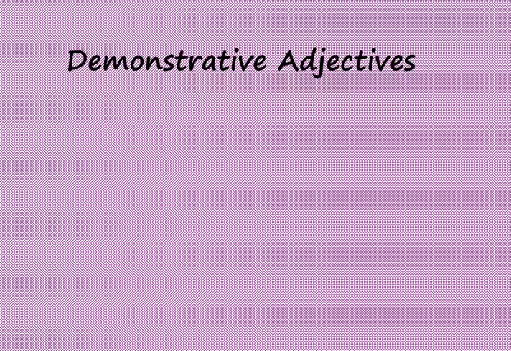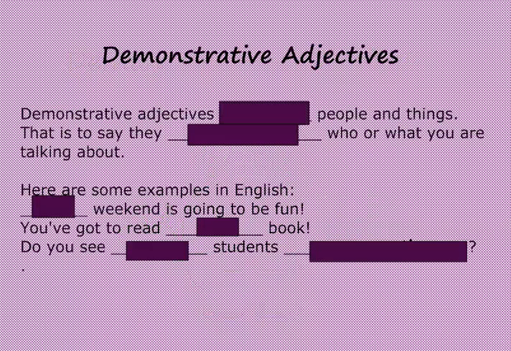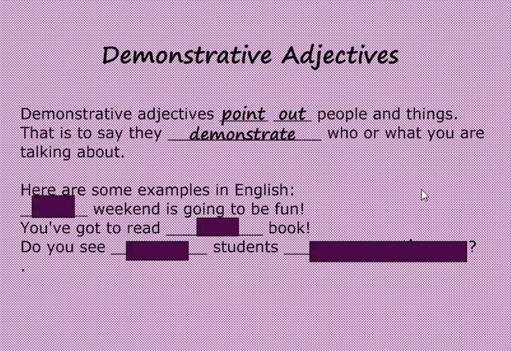Be sure you have the demonstrative adjectives and pronouns worksheet with you, and of course something to write with. So these are called demonstrative adjectives. Sounds like we should be teaching them for Halloween, right? So demonstrative adjectives point out people and things. That is to say that they demonstrate who or what you are talking about, hence demonstrative, demonstrate.